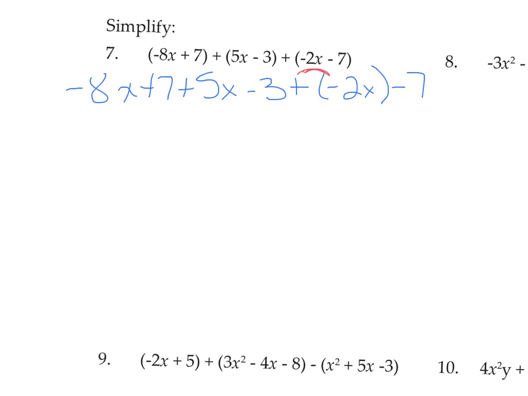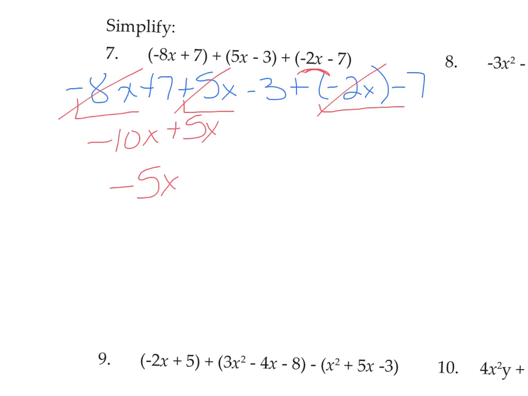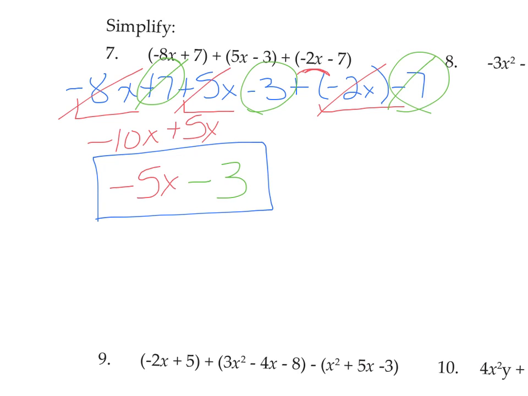So there are no squares, so we're going to start with the x terms. -8x, +5x, -2x. Well, -8 and -2 make -10x. We know that. But then we have this +5x. And when I put those together, I get -5x. And that takes care of those x terms. Looks like after that, we only have constants. We have a 7 and a -3 and a -7. Well, what do we know? We know +7 and -7 cancel each other. So all we have left is the -3. So -5x minus 3.